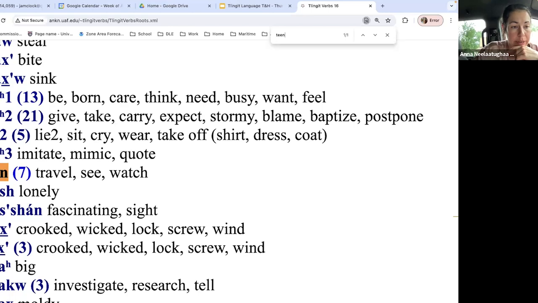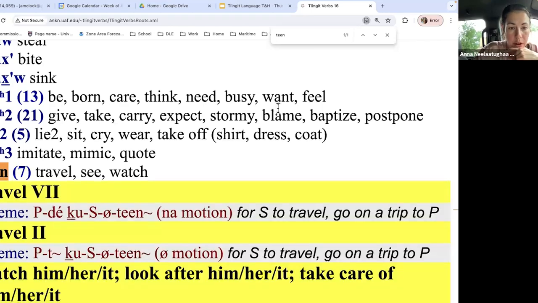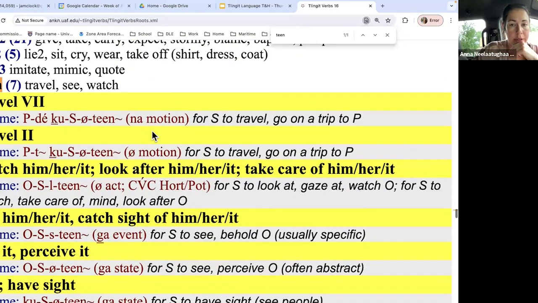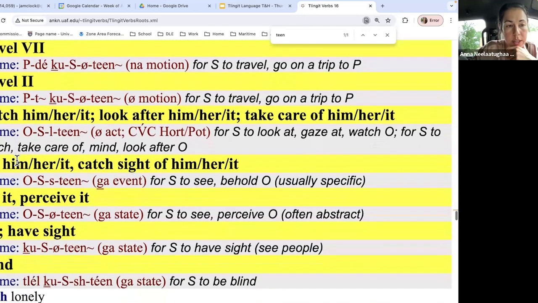So you can look up the word by its root and you can click on it, and if you do, all these options open up where even as a beginner it's helpful to scroll through and just find your specific meaning in English that you're going for. In this case, we know that we're talking about seeing, and so we know this is the one we want.